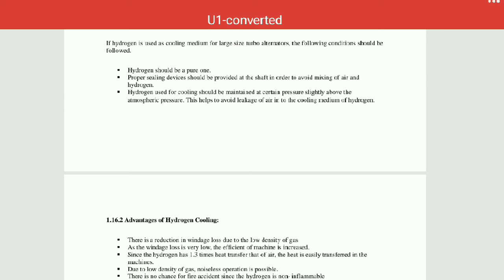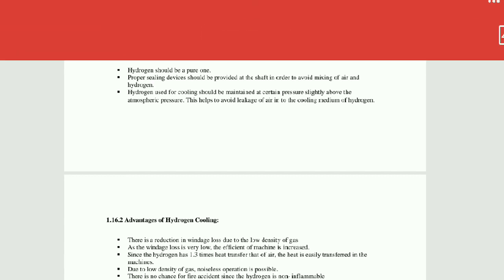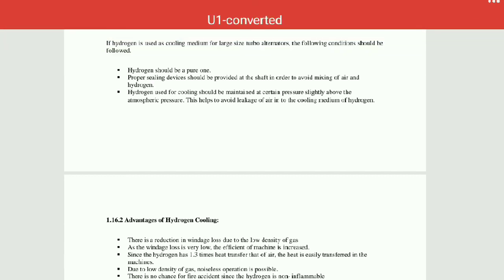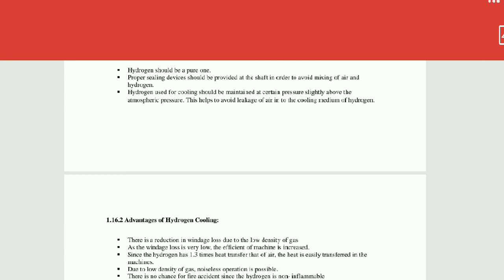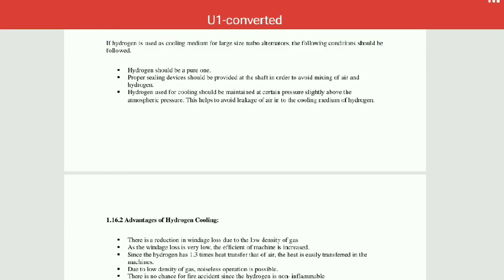Next one is advantages. Here it reduces the losses, that is a main advantage, and efficiency is increased as the losses are reduced, and hydrogen provides 1.3 times the heat transfer rate of air. Due to low density, the operation is purely noiseless, and there is no chance of a fire accident as hydrogen is non-inflammable. It is a major advantage for you here.